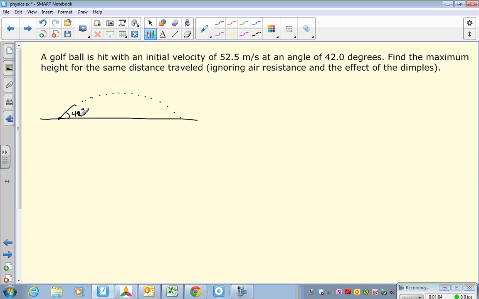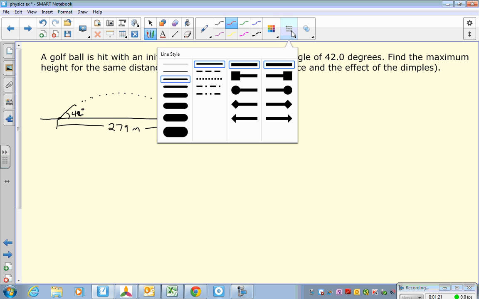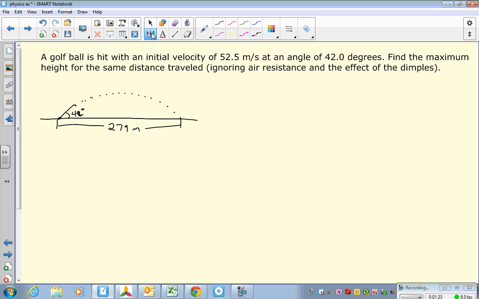Originally we were looking at what is this total distance? And if you recall, we figured out that was 279 meters. Well, now we're not really paying attention to that. We want to know what the maximum height is. So we're interested in this, delta y for that.